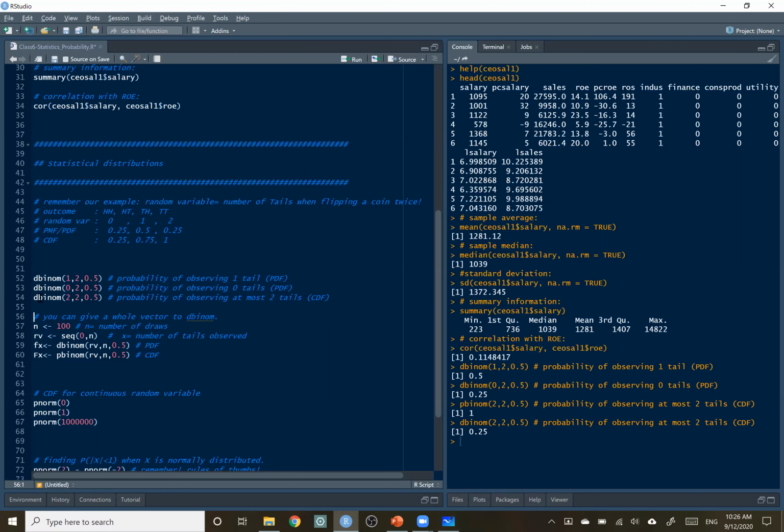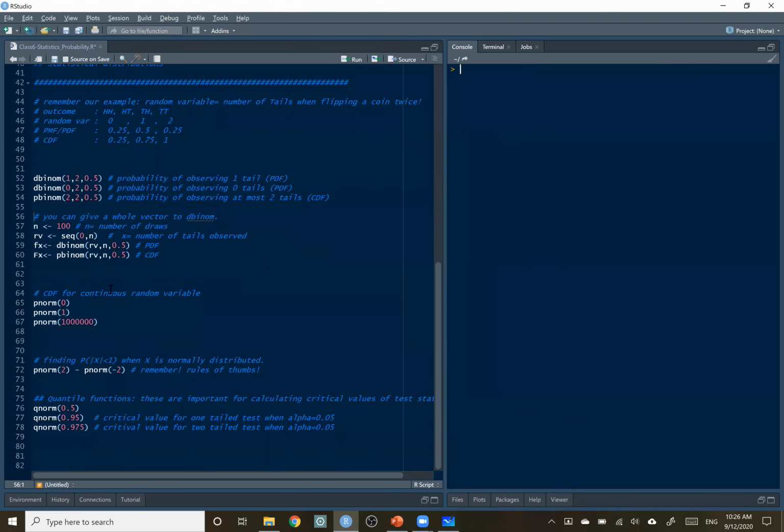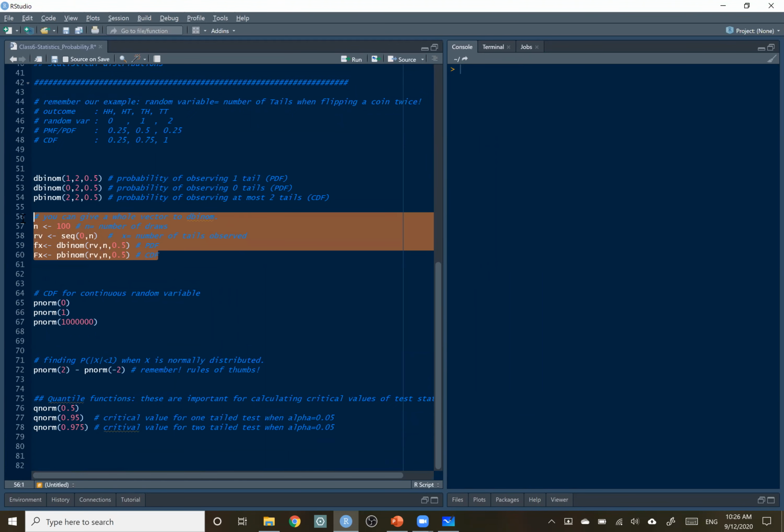But if I want to look at the cumulative distribution function, I use the acronym P, and you know that the CDF, if you want to see two tails and less, so it means two tails, one tail, and zero tails. So it's cumulative, and the answer is going to be 1. All right. This is just a fun exercise to show you that R is a lot more powerful than these basic things.